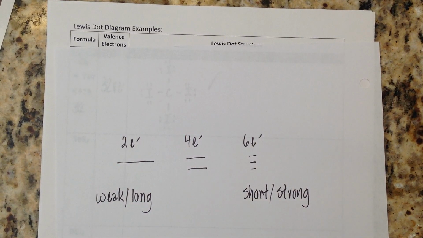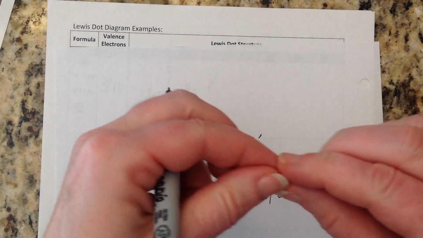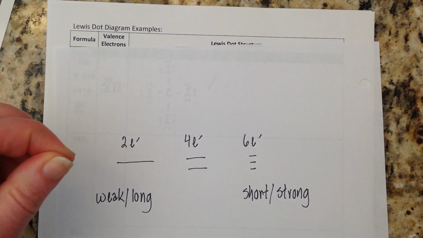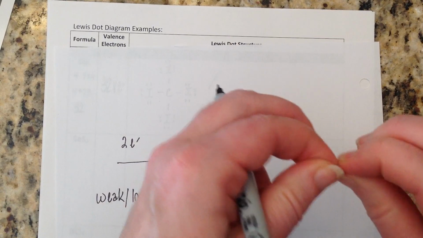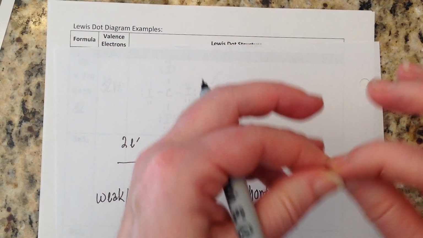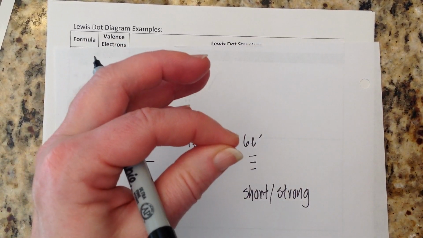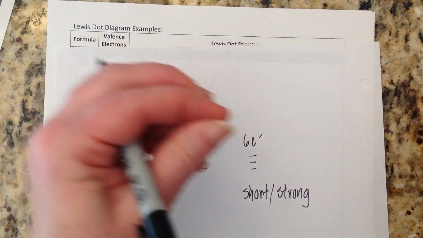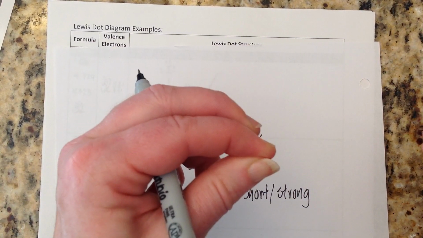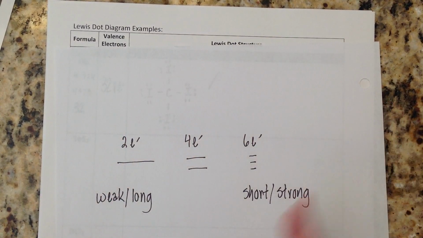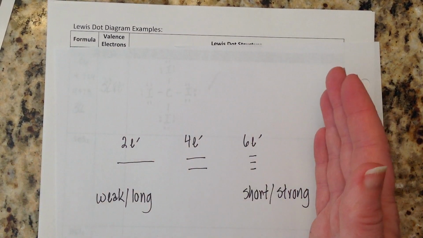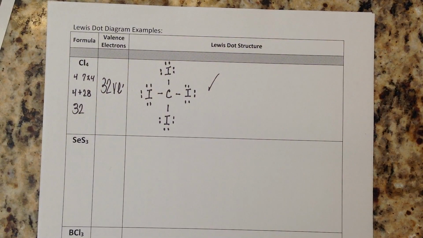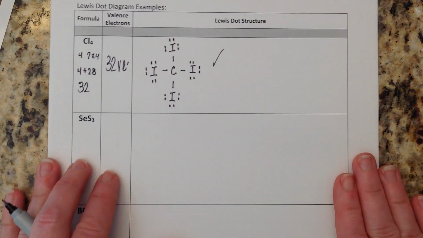And you can think about a rubber band. If you've got one rubber band, you can probably pull it pretty far. You can really stretch it. But if you've got 2 rubber bands doubled up, if you use that same amount of force to pull, you're not going to pull them quite as far apart. If you triple up those rubber bands, you're not going to be able to pull them far apart at all. So single, double, triple goes weak to strong, long to short. So that's a good thing to know. You might want to jot that down if you didn't already know that.